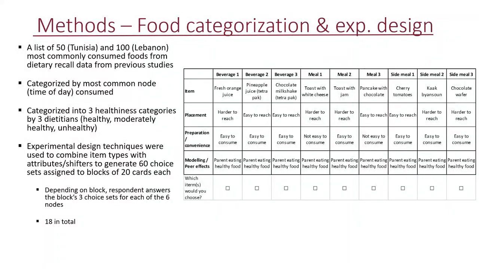And of course, going through the workday, that would mean three choice sets from each of the nodes, and meaning three multiplied by six, that means 18 choice sets in total.